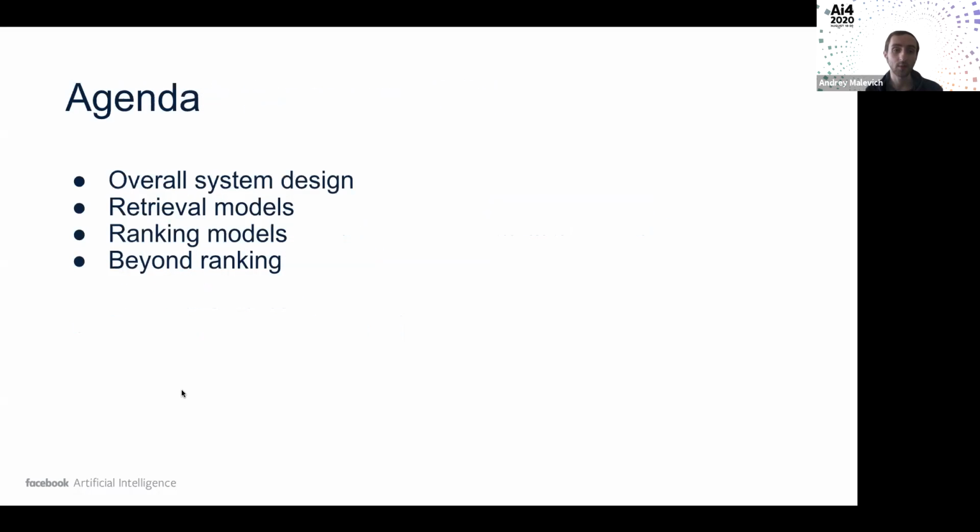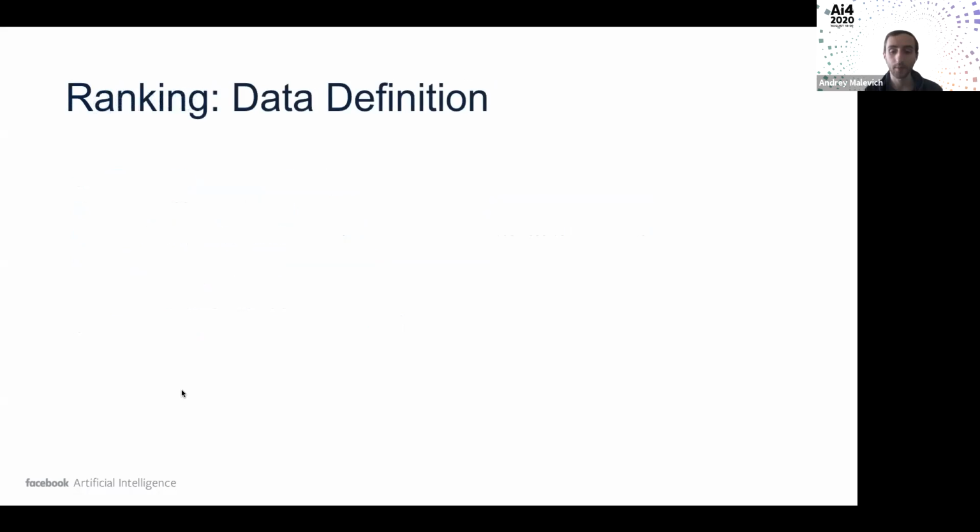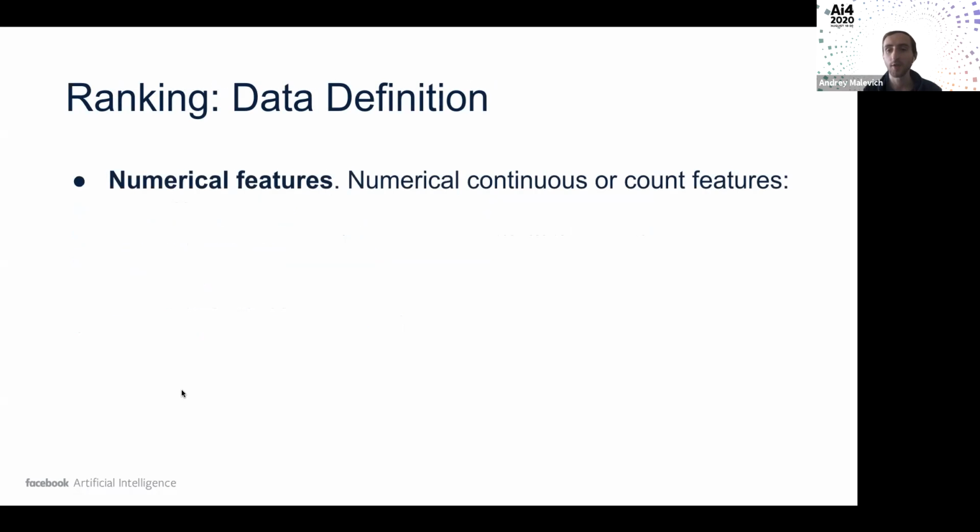Now let's switch to the next part, which is ranking models. As we all know, the quality of your model is highly dependent on the quality of the data that you feed into your model. So it's important what kind of data you could potentially use inside of your model and how to use it efficiently. Most commonly used types of data could be looked at in a few categories.